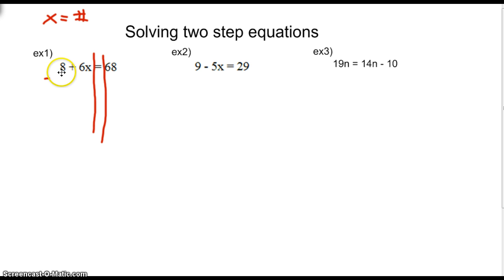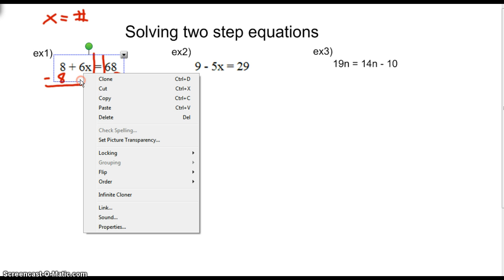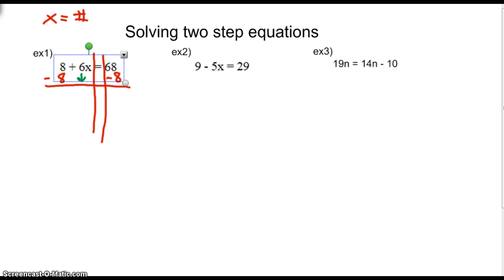So we are going to subtract 8 from both sides. I like to put a big equal sign under here. And now 8 minus 8, that cancels out. So that brings this 6x down. So that is 6x here. And that equals 68 minus 8 is 60.